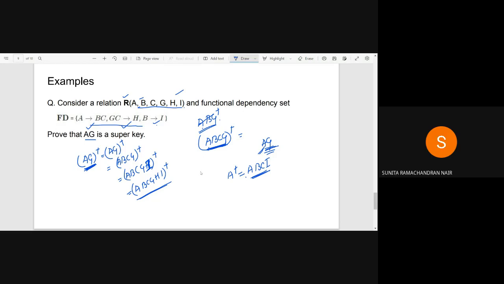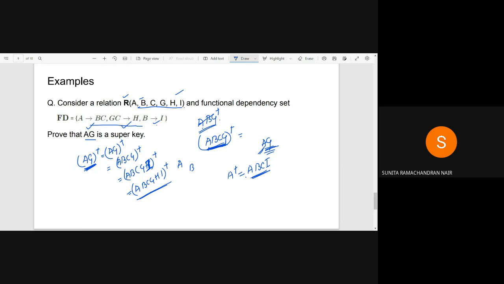Any subset, ma'am? Even if I take out one attribute, even then it could be a subset. Yes, say for example from ABCG, you simply take A, or you simply take B, or C, or G. It will be a subset, right, of A, B, C, G.